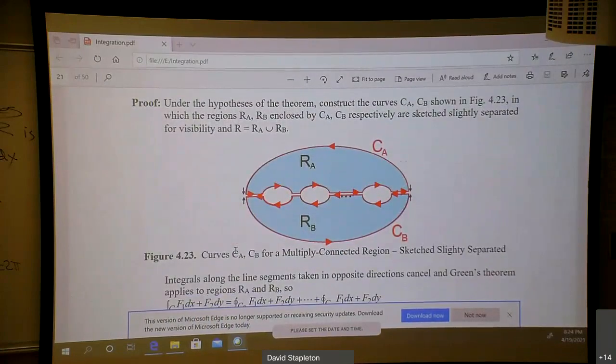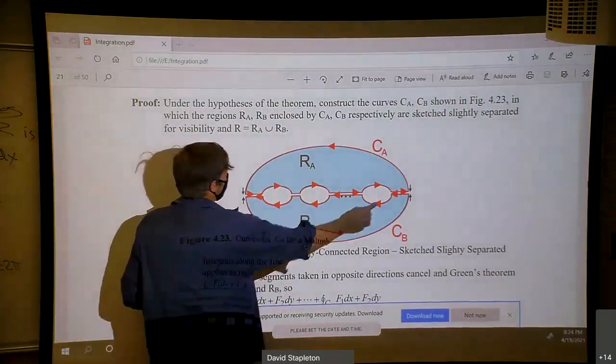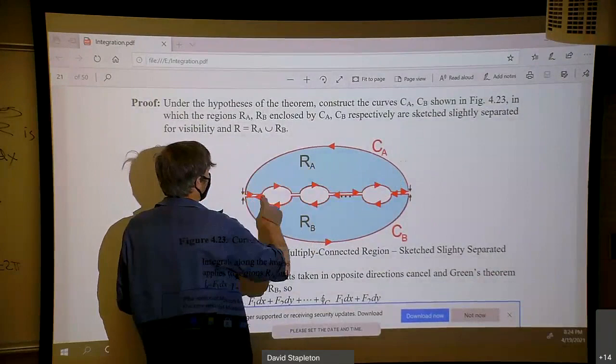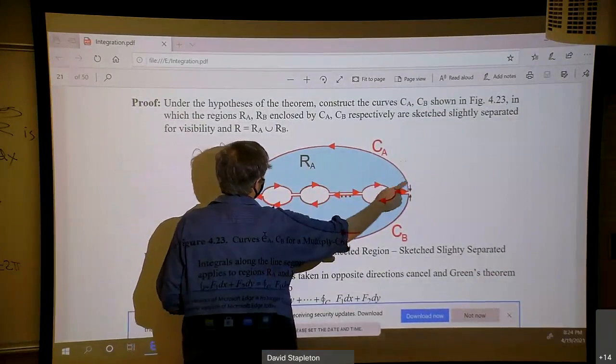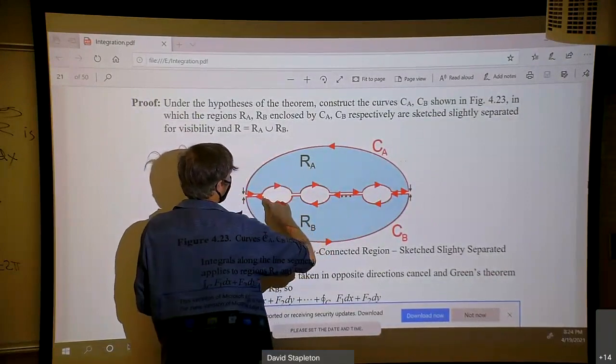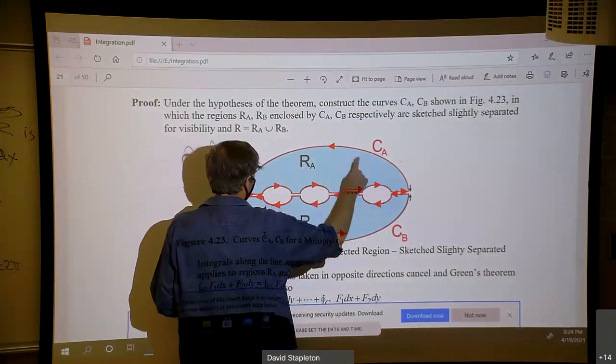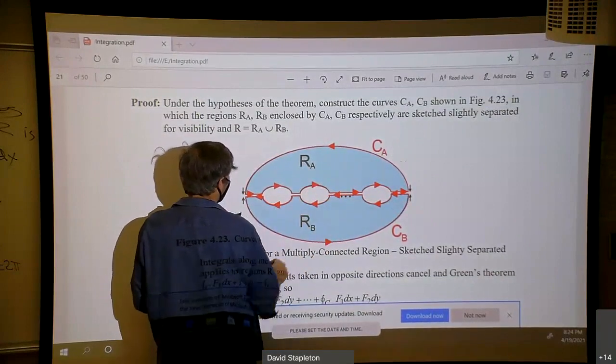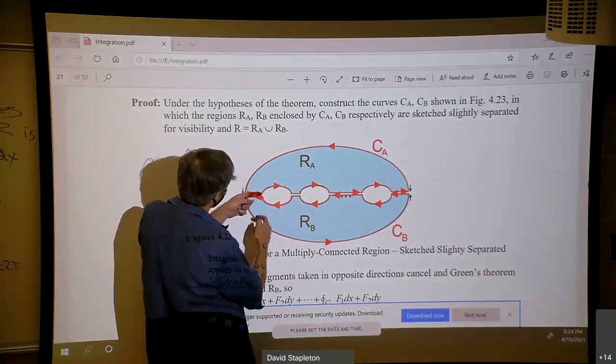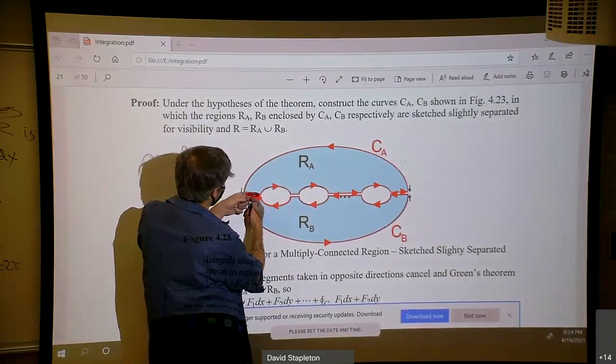Since Green's theorem still works, you call it Green's theorem for a multiply connected region. What you do is break this up into a curve like this that satisfies Green's theorem. This is a simple closed piecewise smooth curve here, and another one here. Then you notice that the line integrals here go opposite ways, so they are minus each other and they cancel.